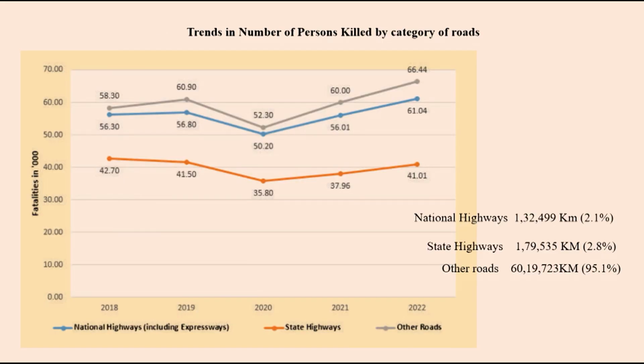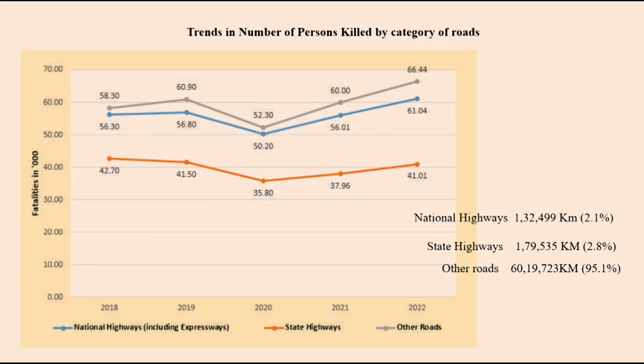Okay. So this is another statistic which tells about the proportion of roads which we have. We can see that national highways are only 2.1% of the total length, but account for almost one third of the total fatalities. State highways are slightly lower, but other roads, which have a much larger length, also contribute equally. So the length of the national highway is less, but its contribution to fatality is much higher.